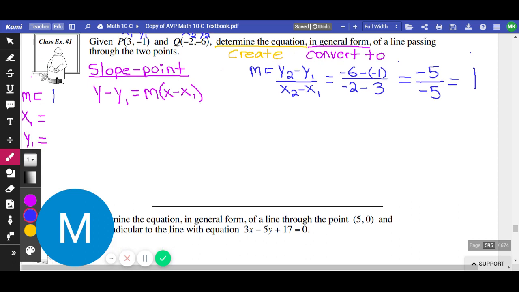The next thing I need to figure out for my slope point form is my x1 and my y1. Those are one of your random points. It doesn't matter which one you pick. Both would be the right answer. I've already called this x1, y1, point P. So I'm going to say x1 is 3, y1 is -1.